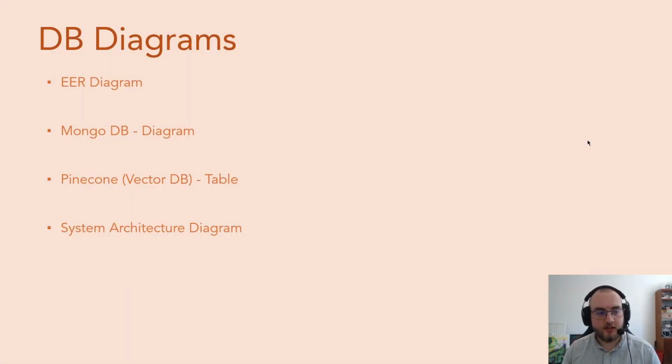I will showcase the different database diagrams we have made for our application. We have made an ER diagram to showcase our Microsoft SQL database structure. Then for MongoDB, we have also made a diagram. To visualize the Pinecone vector database, we've made a table, as it's pretty difficult to visualize a vector database. And lastly, I will show the systems architecture diagram that shows how all the different parts of the system work together.